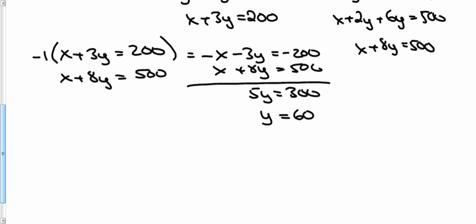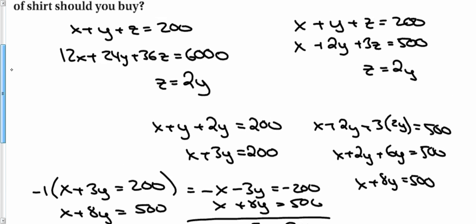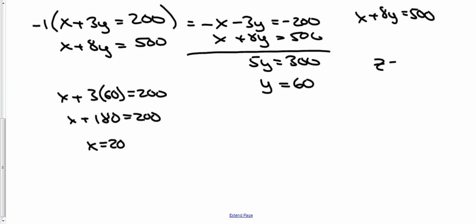Okay. Now that we have y, we can start going back and plugging in for x. Well, I know that x, I'm going to use the original top one, plus 3 times 60 is going to be 200. So that's x plus 180 is going to be 200. So x is going to be equal to 20. Okay. And then going back to solve for z, I just need an equation now that has z in it. Well, that's the easiest equation right there with z, the one that I substituted in the beginning. So all I got to do is take y and multiply it by 2. So my answer for z is 120. So z is equal to 120.